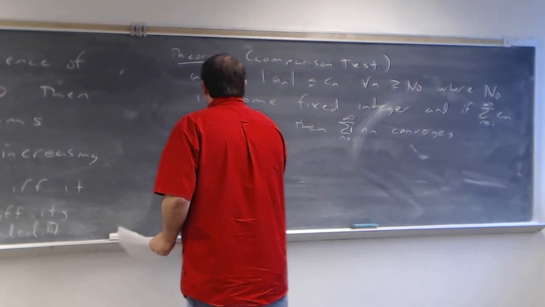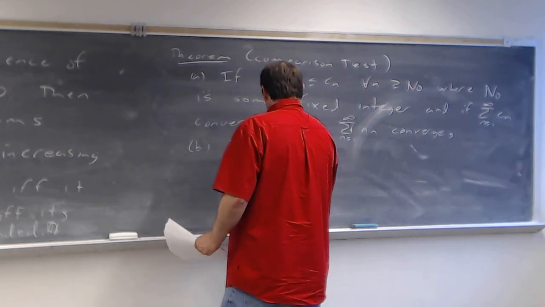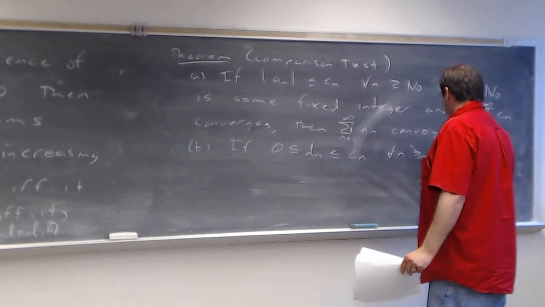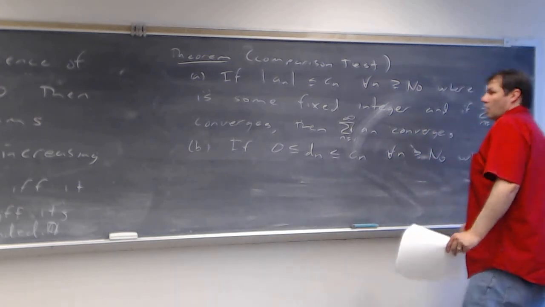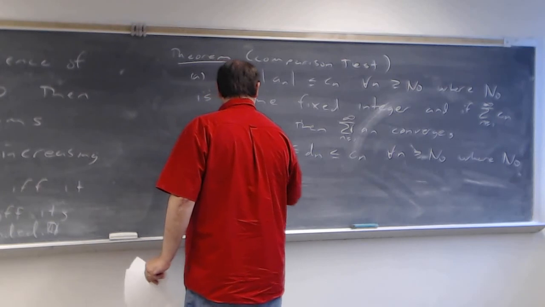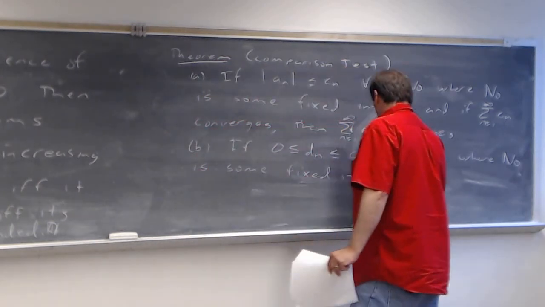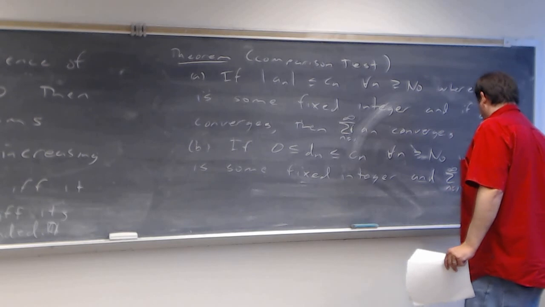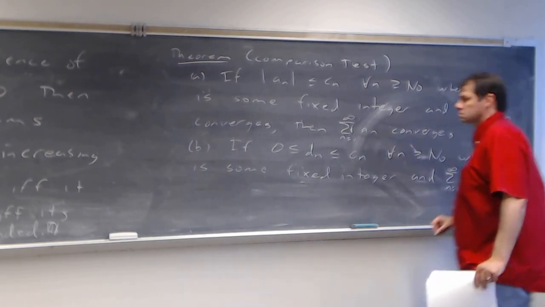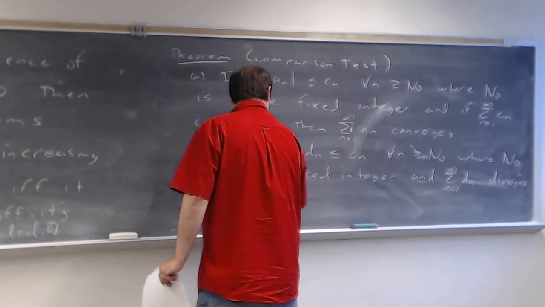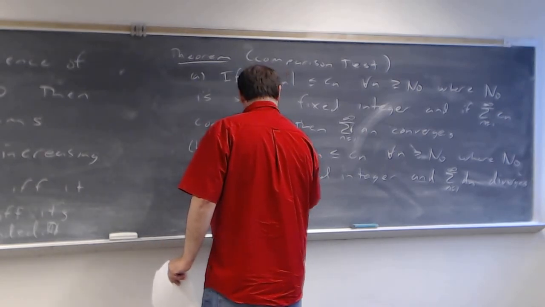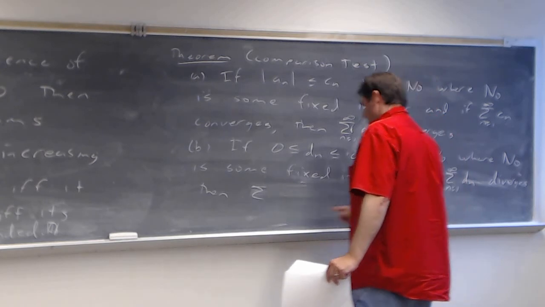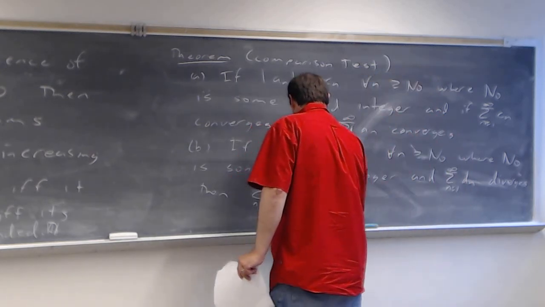Part B says if we have 0 is less than or equal to b sub n is less than or equal to c sub n, and that's true for all n greater than or equal to n sub naught, where n sub naught is some fixed integer, and the sum as n runs from 1 to infinity of the d sub n's diverges, then the sum of, let me make it consistent with my notes, I called this last guy a sub n, so the sum of the a sub n's as n runs from 1 to infinity diverges as well.